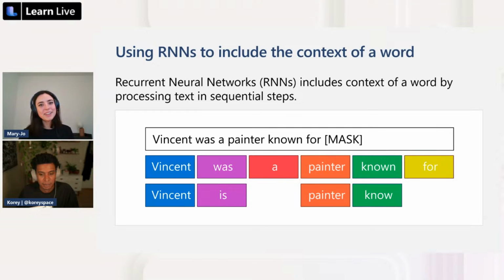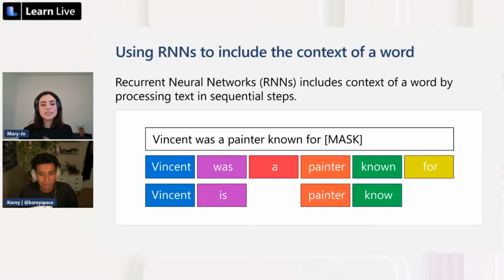Anyway, he's a painter. He's known for certain paintings. So if we want a model to predict what kind of paintings, so predict what comes there in that masked bit, we want the model to understand what the whole context is of the whole sentence.